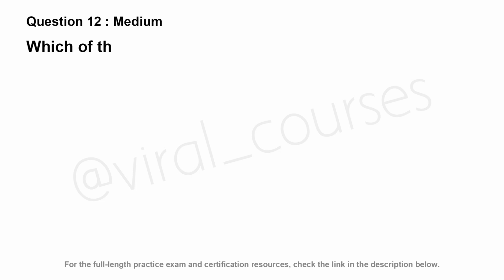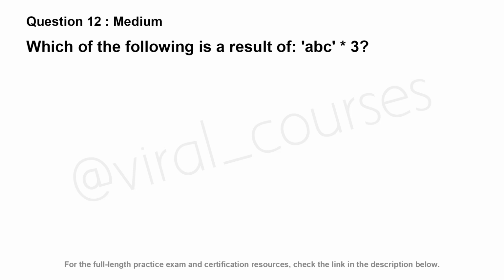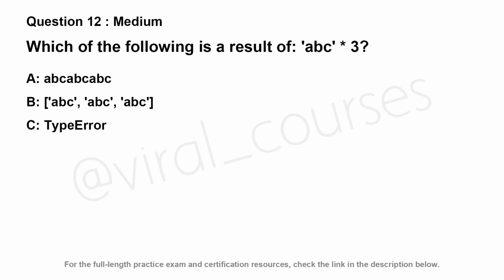Which of the following is a result of 'ABC' * 3? Option A, 'ABCABCABC'. Option B, 'ABC ABC ABC'. Option C, TypeError. Option D, '3ABC'.